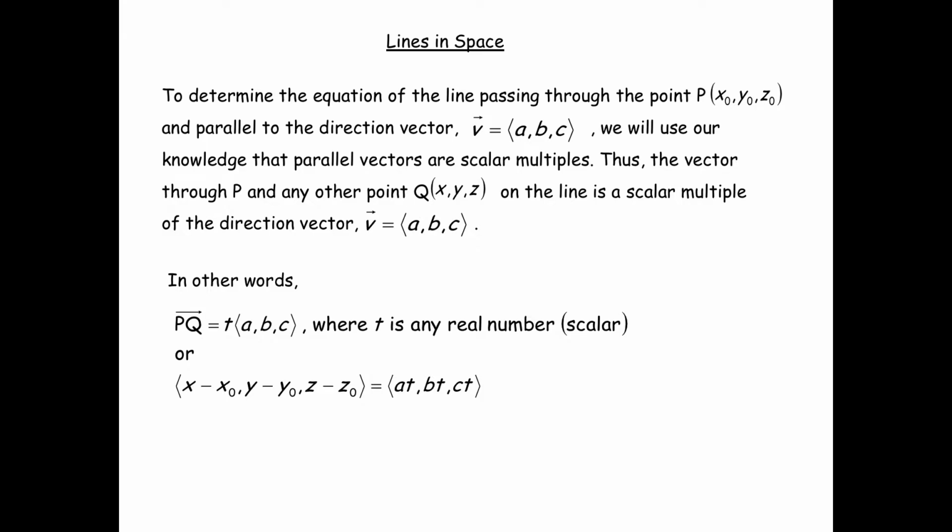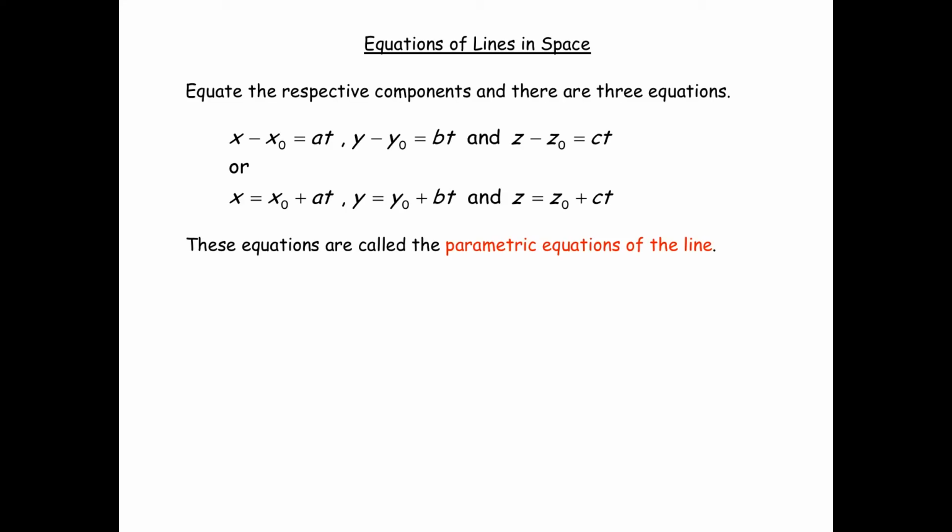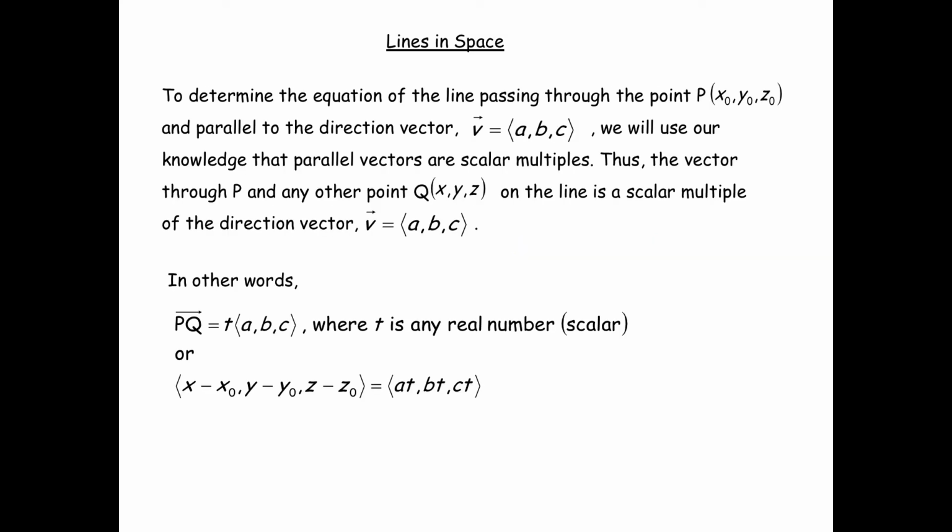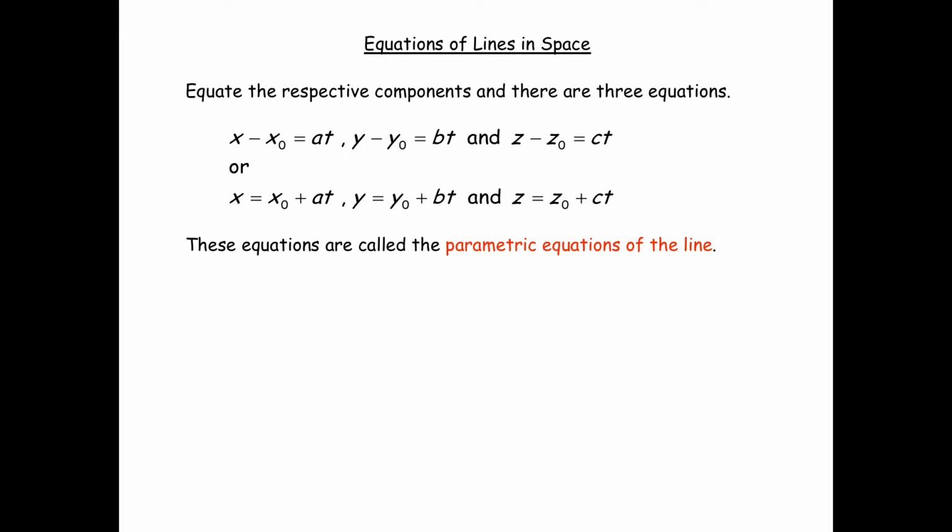Okay? So in order to write our equations of these lines, we're going to write them parametrically. If we want each of the components to be equal to each other, x minus x naught equals at, y minus y naught equals bt, z minus z naught equals ct. Okay. So if we do that and then rearrange it, we have these parametric equations of the line. X equals x naught plus at. Y equals y naught plus bt. Z equals z naught plus ct. And that is how we would describe our line in 3 space. We're going to describe it parametrically.